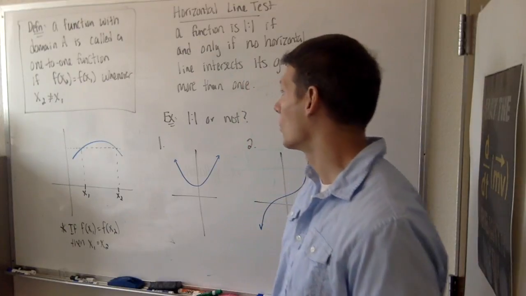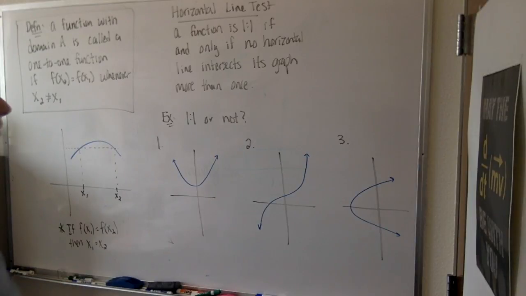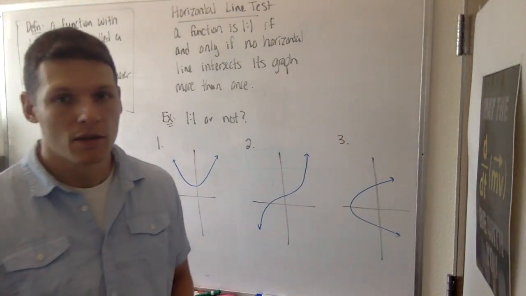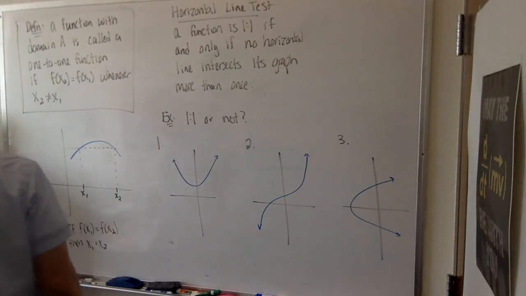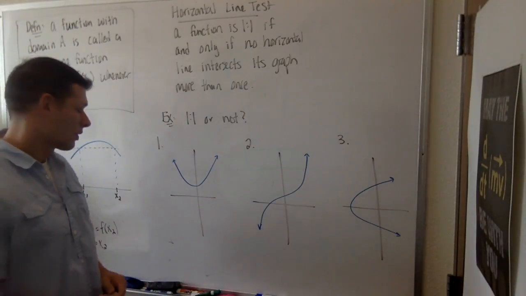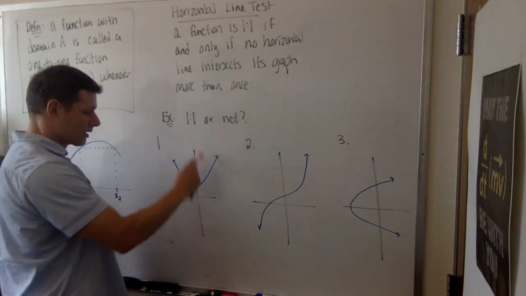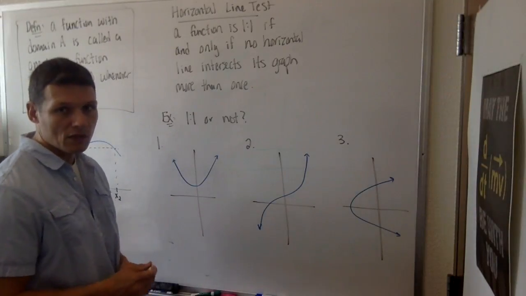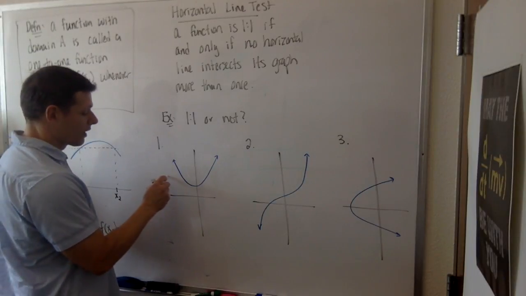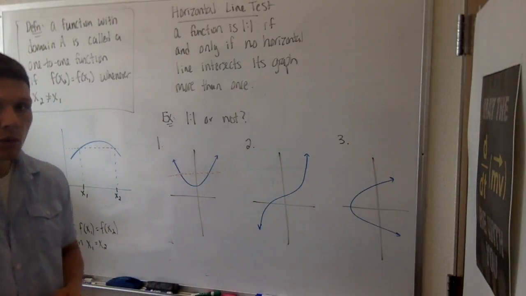We have a similar thing now, the horizontal line test, to see if a function is in fact one-to-one. A function is one-to-one if and only if no horizontal line intersects the graph more than once. I've got three examples here. The first one is the graph of, say, x squared plus 2. It is a function; it passes the vertical line test. Any vertical line intersects the graph at most once. However, I can find a horizontal line that intersects the graph more than once. Hence, this is not a one-to-one function.